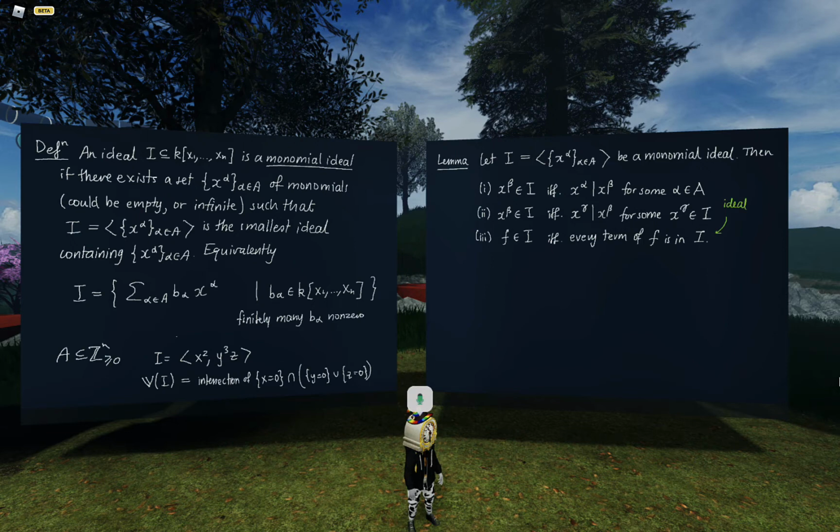Okay, so this means checking whether a given polynomial is in a monomial ideal is easy, I guess, as long as you have a finite set of monomials that generate. I guess it's worth saying that, of course, you could have two different sets of monomials generating the same monomial ideal.